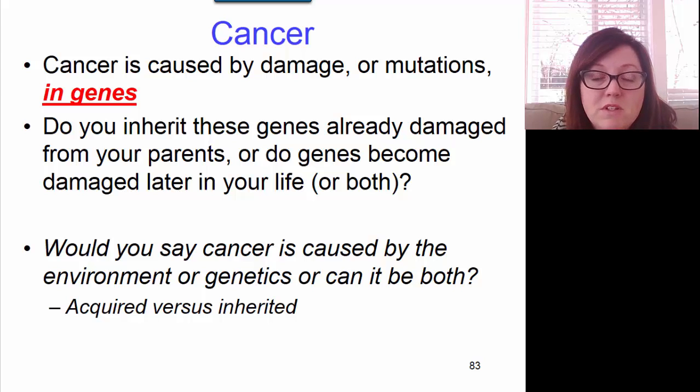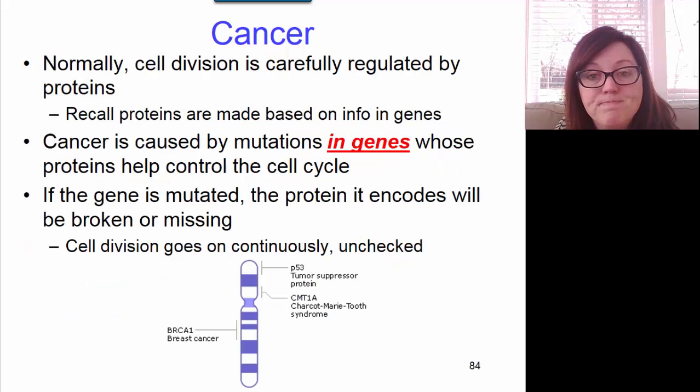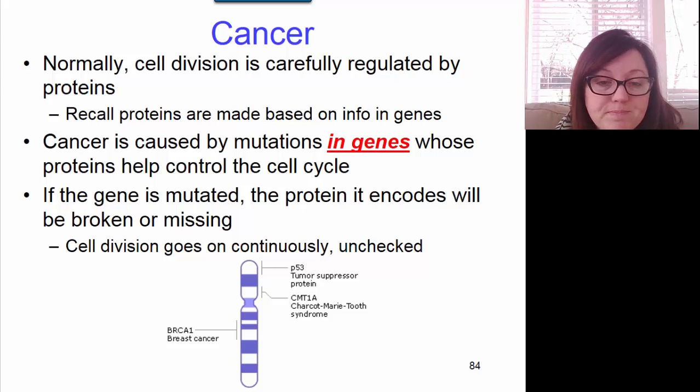So the environment does contain molecules called carcinogens, and carcinogens can damage your genes leading to cancer. But like I said, you can inherit damaged genes already. So both are possibilities. So acquired cancers are the ones that come about due to carcinogens causing the cancer, whereas inherited cancers are the ones that are caused when you inherit the genes already from your parents. A lot of cancers usually come about by both those things.